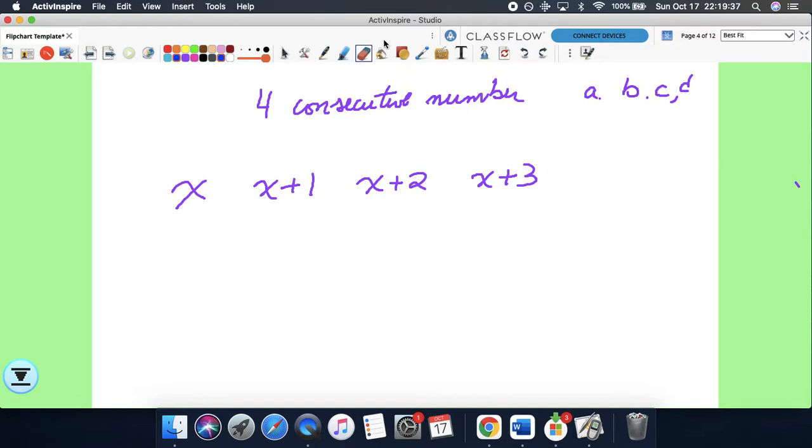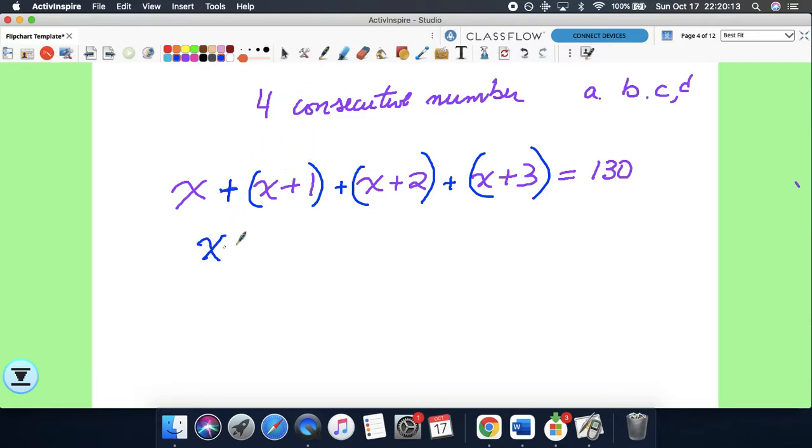So let's think of the problem in this manner. We have four numbers, and I know that if I add them up, it has to equal 130. What we're missing is this. We're going to put a plus sign here, and actually, I'm going to put this in parentheses. So x plus the second number, which is represented by x plus 1, plus the third number, x plus 2, and plus the fourth number, x plus 3, equals 130. Okay? Eventually we're going to remove the parentheses.